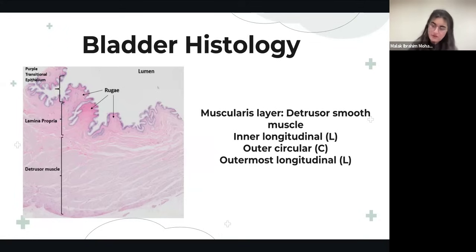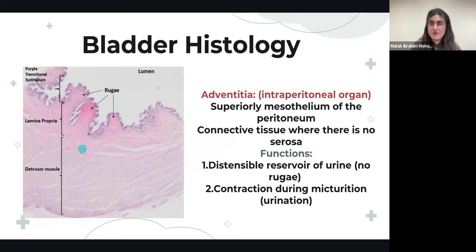What is the muscle of the bladder? Detrusor. So your detrusor muscle is a smooth muscle, and this smooth muscle has 3 layers. It has the inner longitudinal layer, the outer circular, and the outermost longitudinal. Generally just memorize this. This picture is very important, by the way. If they ask you any question about the bladder, they will give you this histological picture. So make sure to know this and be very familiar with it.